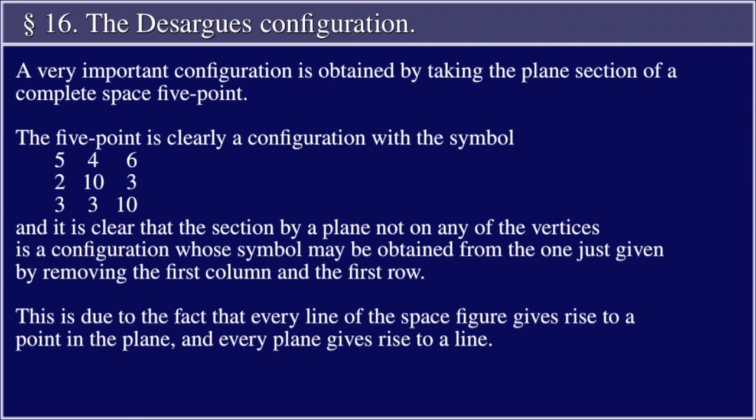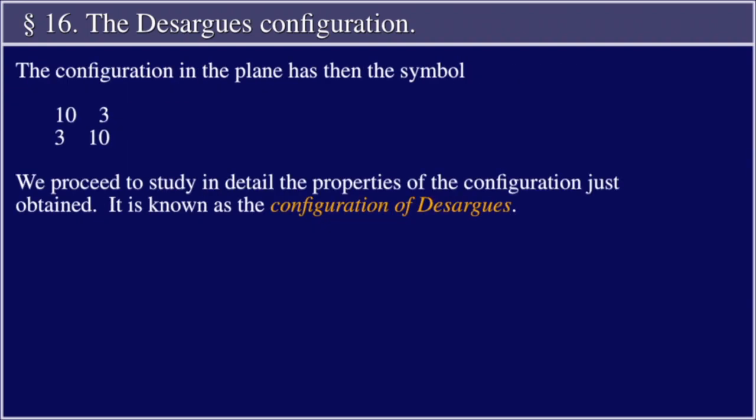And it is clear that the section by a plane not on any of the vertices is a configuration whose symbol may be obtained from the one just given by removing the first column and the first row. This is due to the fact that every line of the space figure gives rise to a point in the plane, and every plane gives rise to a line. The configuration in the plane has then the symbol 2x2 matrix, column 1, 10, 3, column 2, 3, 10.